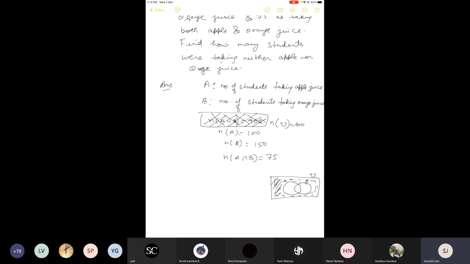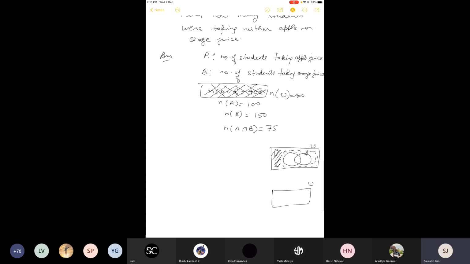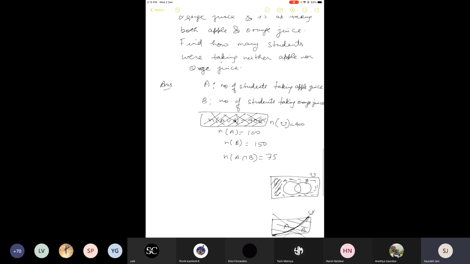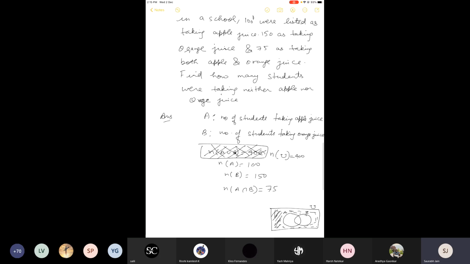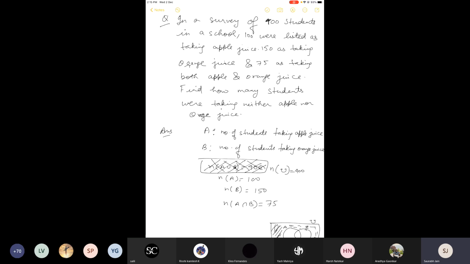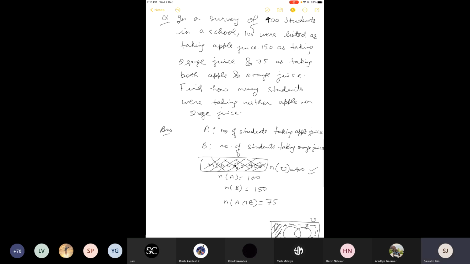If all the students would have been taking juices, then the situation would be like this. This part is A, this part is B, and all the students are having either one of the juices. This part is covered by A, this by B. A union B is equal to the universal set. This is not possible. This is wrong. So the situation is like this. You have to be careful while reading the language. Do not always write blindly A union B is this much. So this is the universal set.